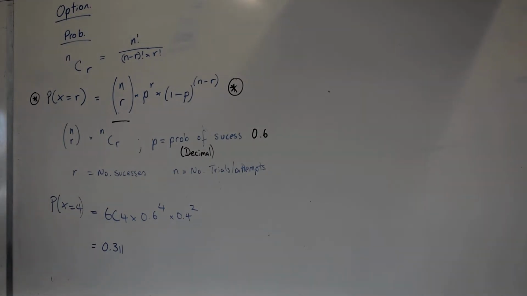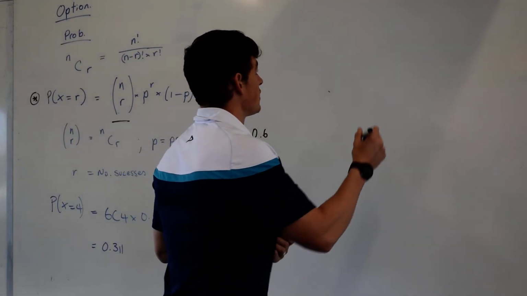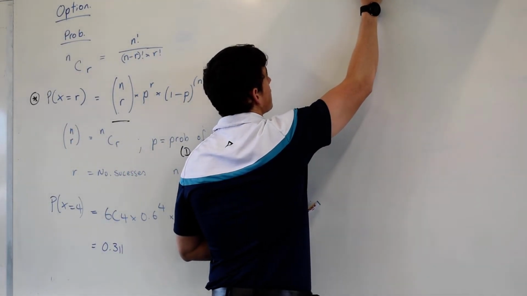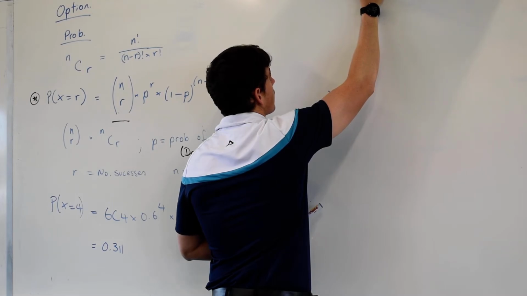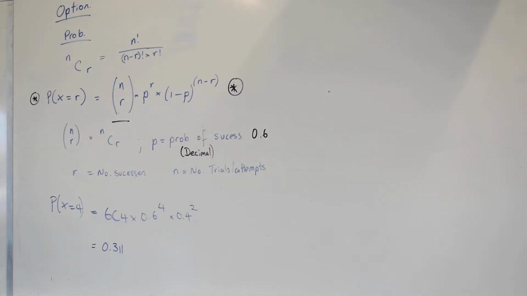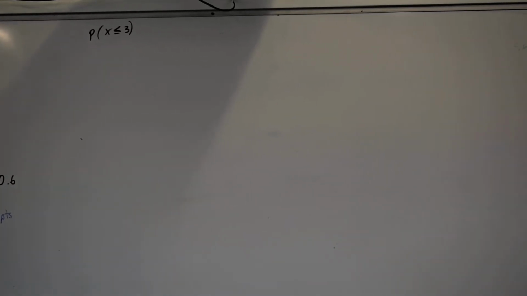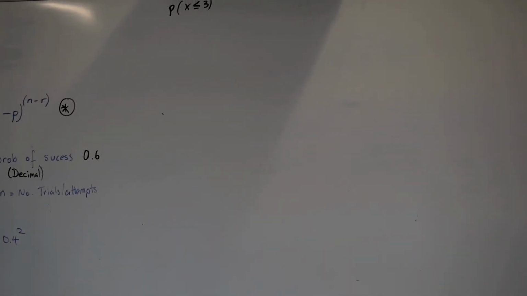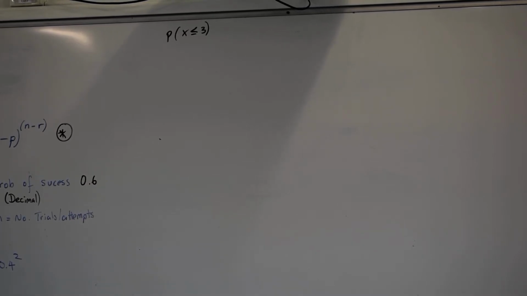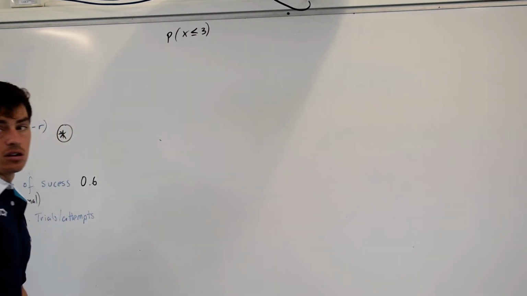Now later on, they're going to ask you to determine the probability that x is no more than 3. So just be fully aware that in the next set of questions, you're going to be asked to determine the probability that x is less than or equal to 3. What's the problem with that? Look at our formula sheet if we're not sure. You just have to add the individual probabilities.